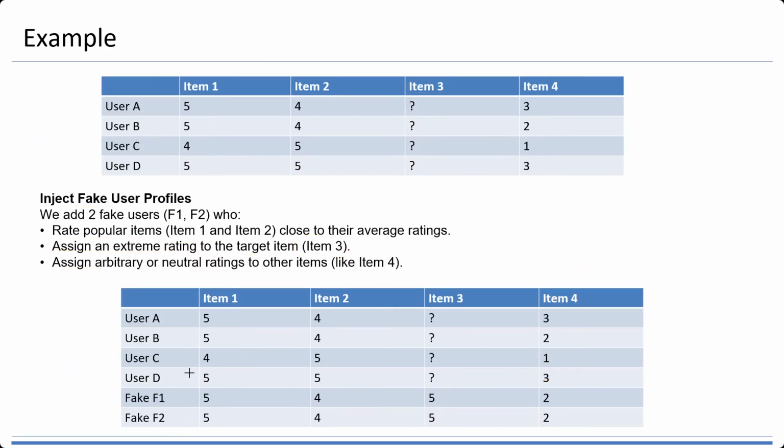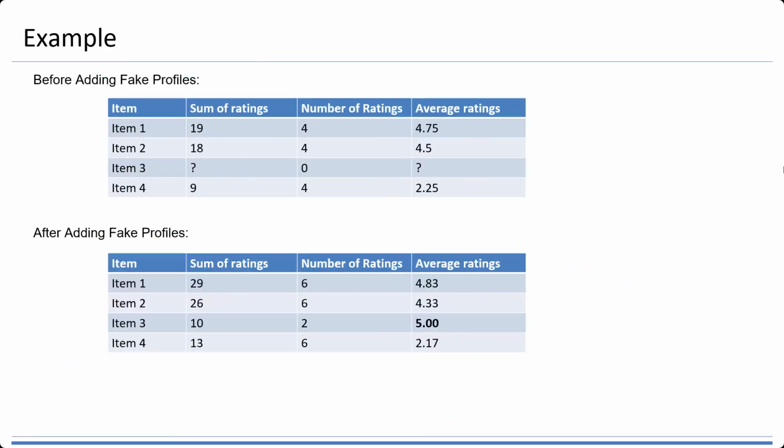So the user A, B, C, D who never buy item 3, we will check. So before adding the fake profiles, on the item 1, the sum of the rating is 19 and the number of ratings is 4. So the average rating is 4.75. For item 2, the sum of the rating is 18 and there are 4 items that has been rated and the average rating is 4.5. But the item 3, no average because nobody gives the rating. For the item 4, it has a low average rating because most of the ratings are 3, 2, or 1.